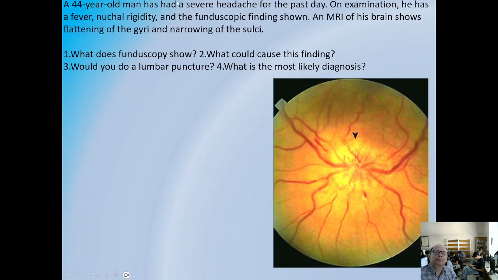Here, a 44-year-old man has had a severe headache for the past day. Fever, nuchal rigidity. Do you know what this is? When you try to press here, the patient cannot do that. This is a sign, in most cases, that there is some sort of meningitis. But it's not the only lesion that justifies this sign. And here is the fundoscopic view. Here is the MRI, and this is very, very serious.